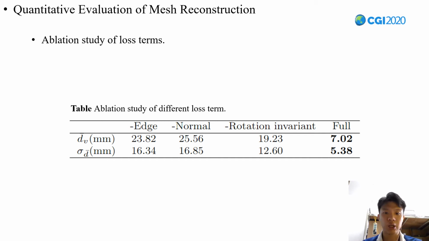Firstly, we conducted an ablation study of loss terms. The column name of this table indicates which loss term is excluded during the training procedure. Clearly, the model trained with full loss produced the best result.